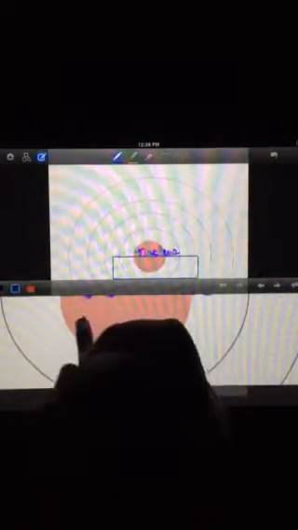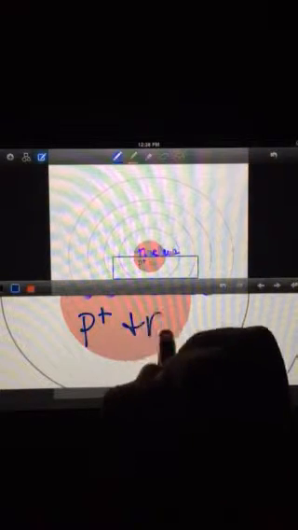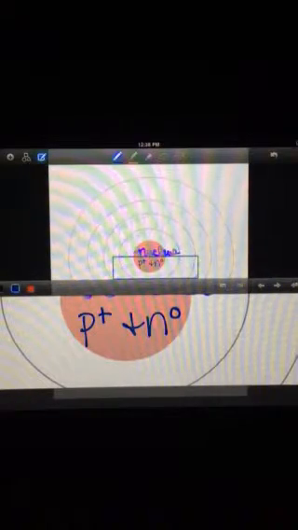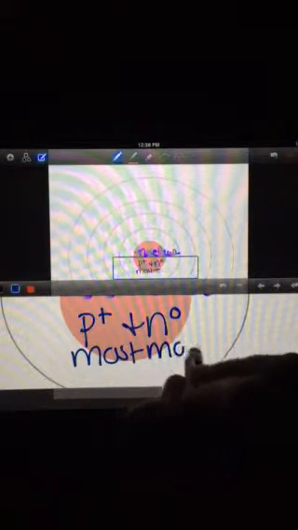If you go back to your model, this is your Lewis dot. We filled in here, and this is our nucleus. And there were some things that we said about the nucleus. The nucleus contains your protons and neutrons. So it contains your protons and your neutrons. And your most massive part is your nucleus. So let's make a note here. This is our most massive.